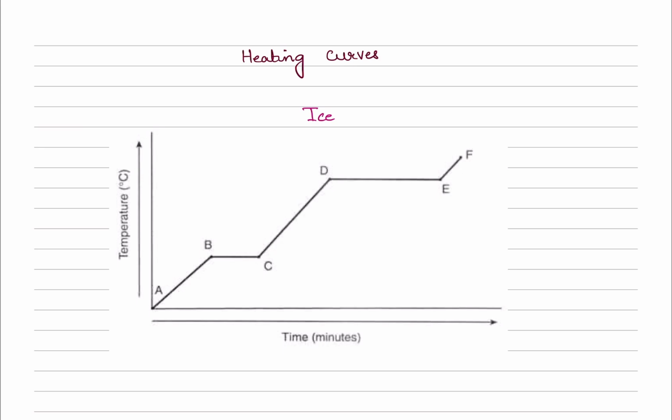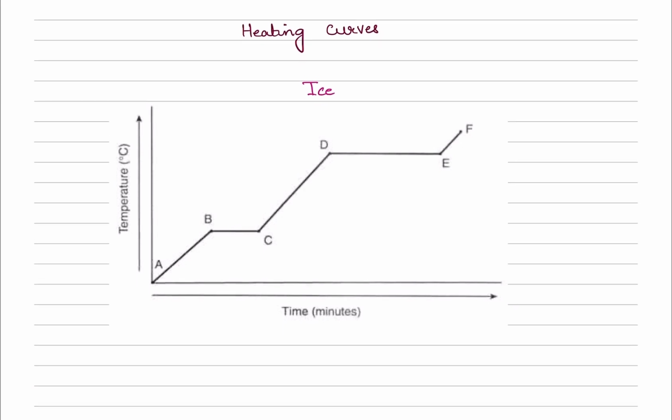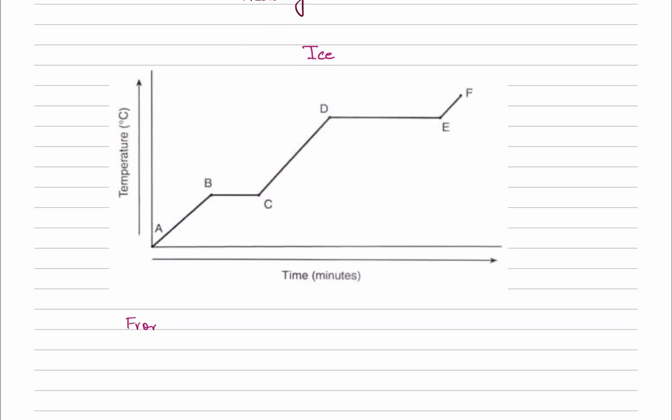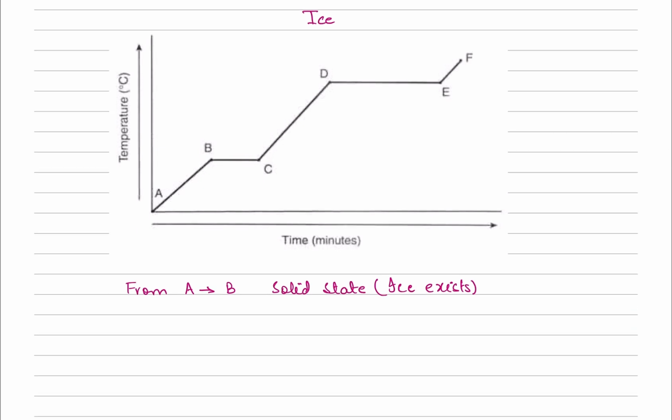And we're going to see what each letter represents in terms of state. So basically, as time progresses and as you increase the temperature of ice, because we said that this is a heating curve for ice, from A to B, it's a solid state. Ice exists. From A to B, only ice exists, and the temperature is rising from A to B. So from A to B, it's just ice in its solid state.